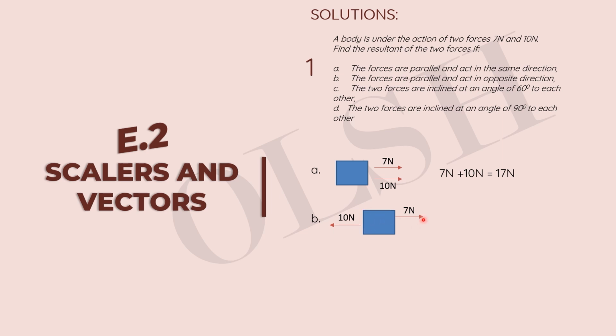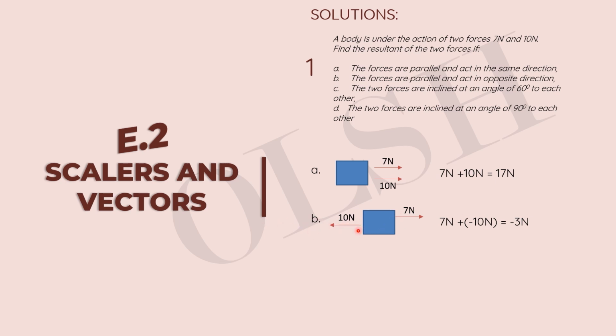So if we assume this to be acting on the positive x-axis and this on the negative x-axis, we can then sum this up to be 7 newtons plus minus 10 newtons, and we'll see that what we'll be left with is minus 3 newtons, and this minus here is going to show us that this 3 newtons is going to be felt in the negative x-axis. So it's going to be felt in this direction.